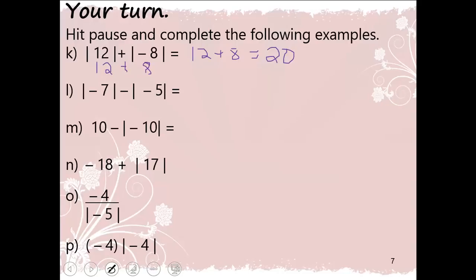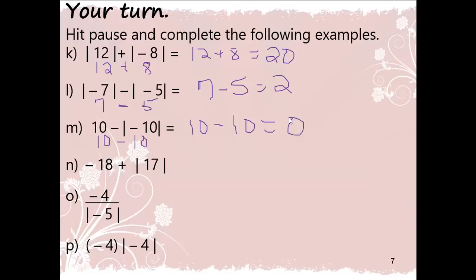The absolute value of negative 7 is 7. That's its distance. Minus the absolute value of negative 5 has a distance of 5. So 7 minus 5 is equal to 2. Letter M. 10 is not an absolute value, so we keep it exactly as it is. 10 minus the absolute value of negative 10. Well, that's just 10. That's its distance. So 10 minus 10 is equal to 0.